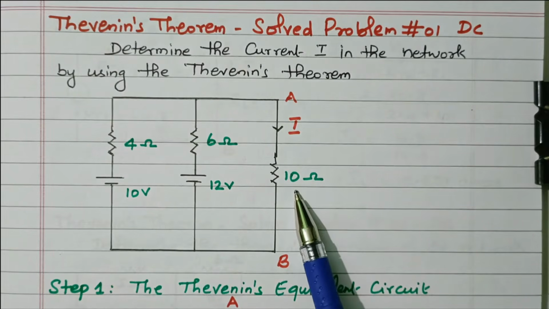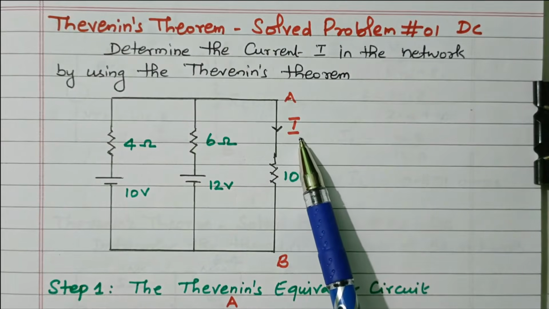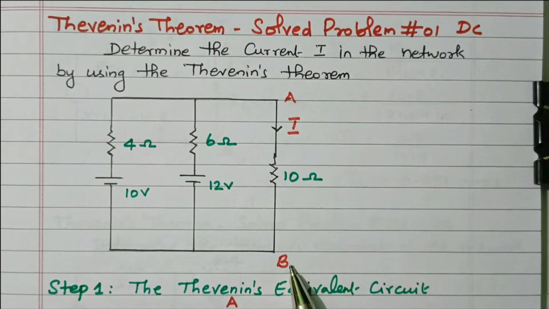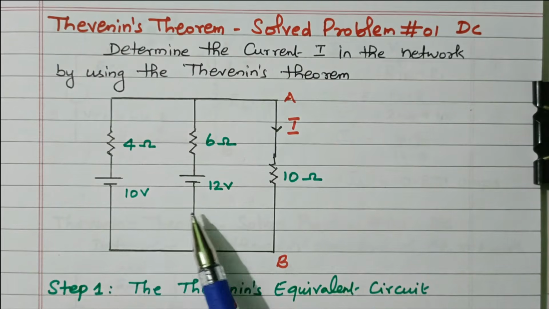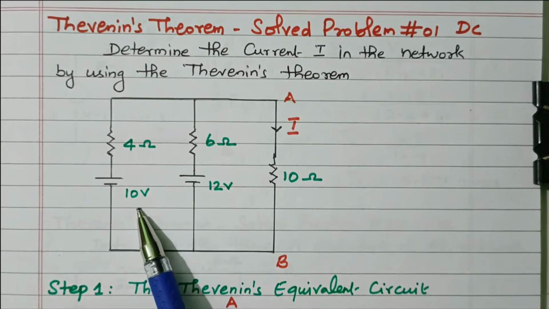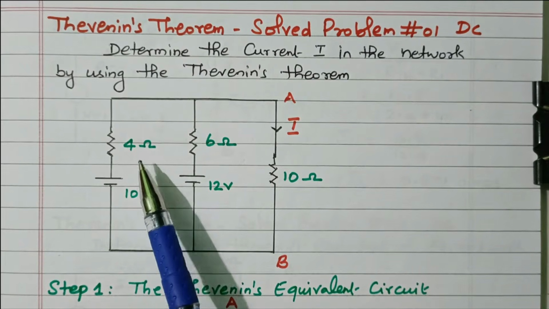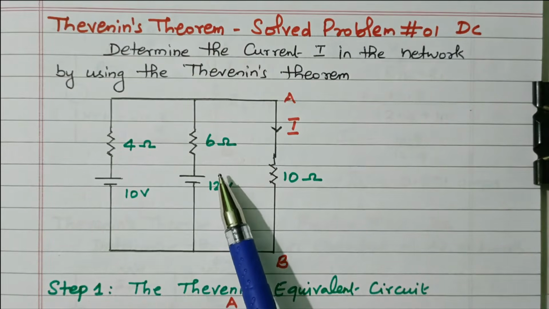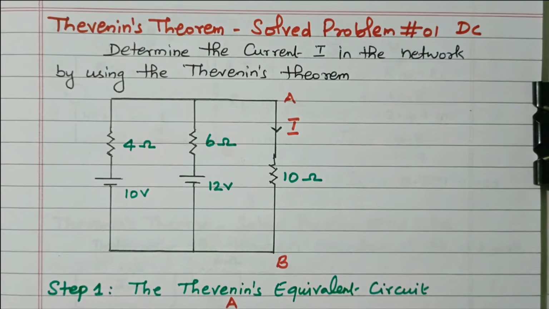100 ohm is connected between AB. So this is the load resistance RL. Right? This is the load current IL. The load terminals are marked as AB. Here the two sources are available. A 10 volt source in series with 4 ohm is connected. A 12 volt source in series with 6 ohm is connected.